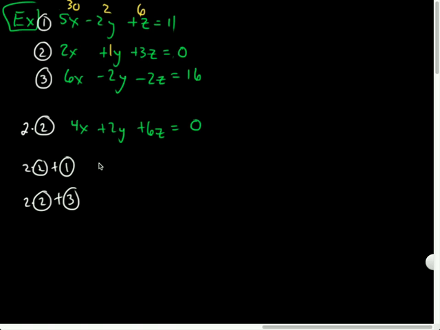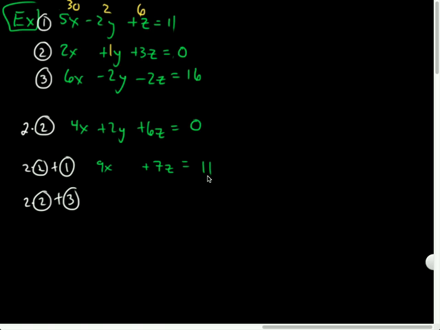4x plus 5x is 9x. 2y and negative 2y is 0y. Hooray! And 6z plus 1z is plus 7z equals, and 11 plus 0 is 11.